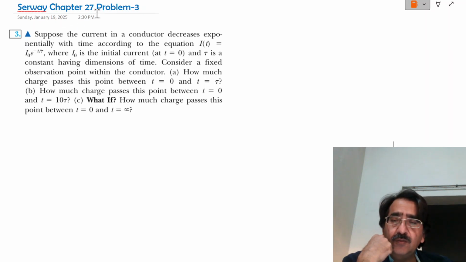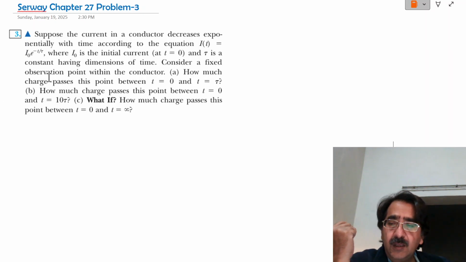Today I will discuss the solution of problem number 3 from chapter 27 of this book, Survey, 7th edition. Problem number 3: suppose the current in a conductor decreases exponentially with time according to the equation I equals I naught exponential minus t over tau. Tau is the time constant, where I naught is the initial current. Tau is a constant having the dimension of time.